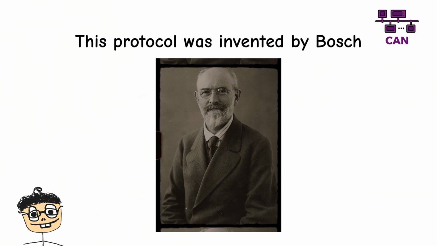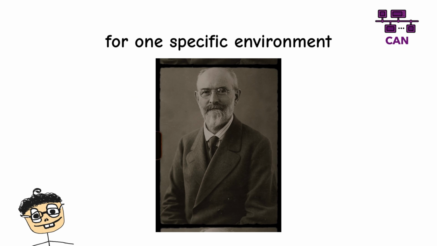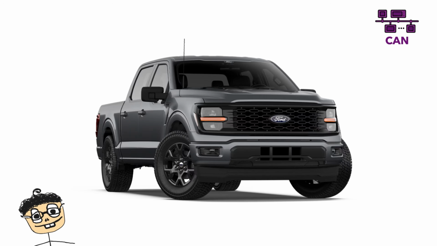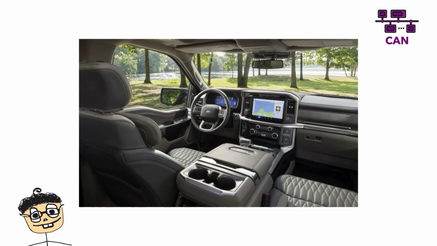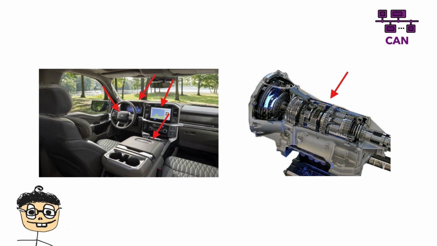CAN, which stands for Controller Area Network. This protocol was invented by Bosch in 1983, and it was designed for one specific environment: cars. Think about your car for a second. It has dozens of computers inside it: the engine control unit, the brakes, the airbags, the dashboard, the transmission. All of these need to talk to each other constantly and reliably.